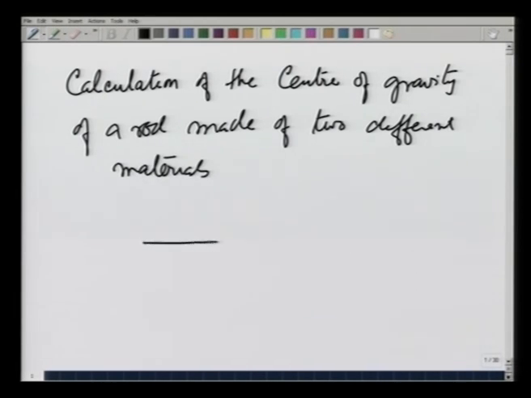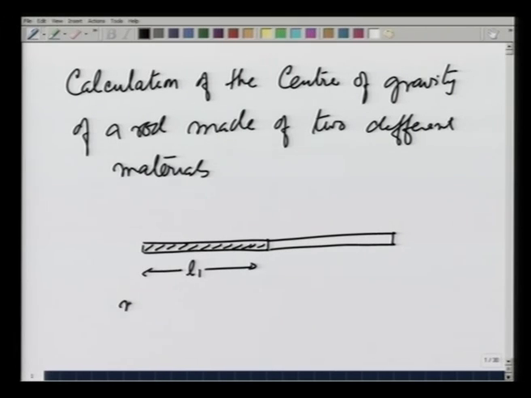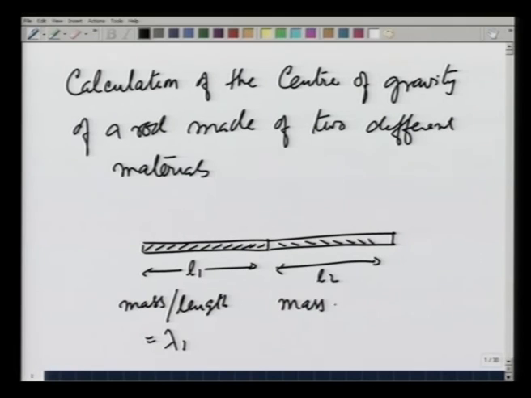So, we take a rod which is made of two different materials. One material here is of length L1 and its mass per unit length is lambda 1. The other part here is of length L2 and its mass per unit length is lambda 2. We wish to calculate its center of gravity.